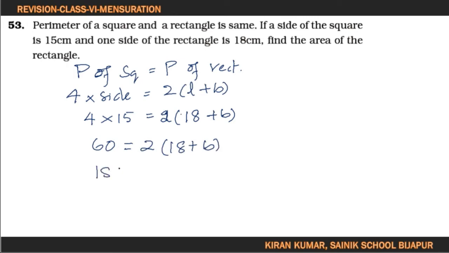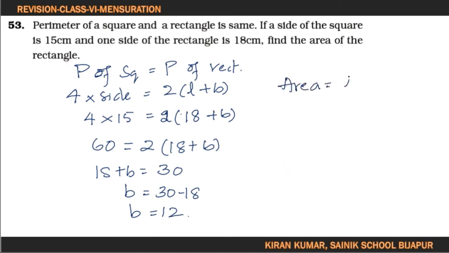So 18 plus b will be equal to 30. So b will be equal to 30 minus 18. So b will be equal to 12. Therefore, the breadth is 12 and we can find the area as length times breadth. Length is 18 and the breadth is 12. On multiplying, we'll be getting it as 216 centimeters square.